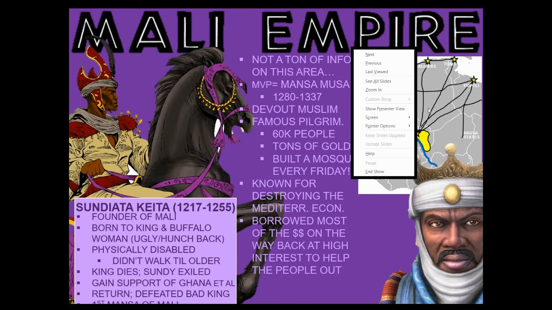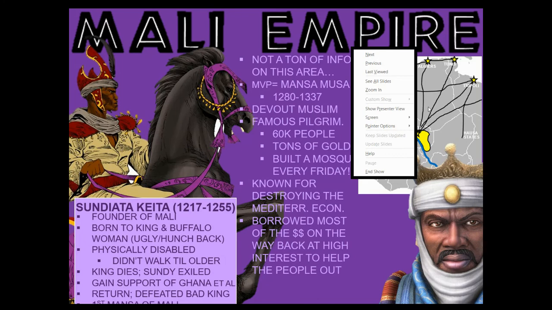He'd bring a huge group of people with him, about 60,000 people. They'd bring tons and tons of gold, and they would build mosques every Friday. So he would have this major spread of religion between the Empire of Mali, Timbuktu, and the Middle East. He is known as the destroyer of the Mediterranean economy, not by physically destroying it with an empire or an army, but just by how huge the trans-Saharan trade routes get.